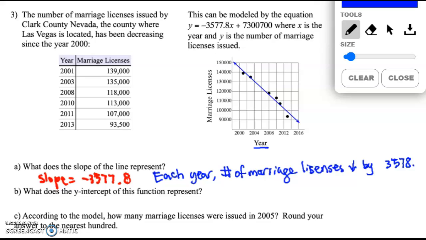Okay. Now, the next question says, what does the y-intercept of this function represent? What is the y-intercept? Well, the y-intercept is where the graph intersects the y-axis. And according to the equation, it's this. That's my y-intercept. But according to this graph, it is approximately maybe 150,000. Why is that a different number? Can you think about it?